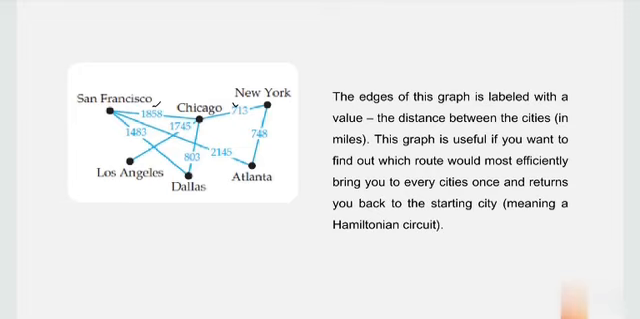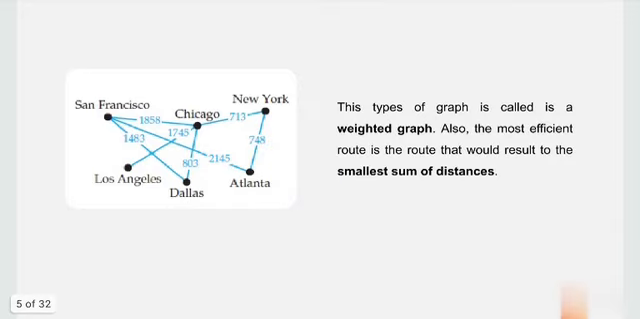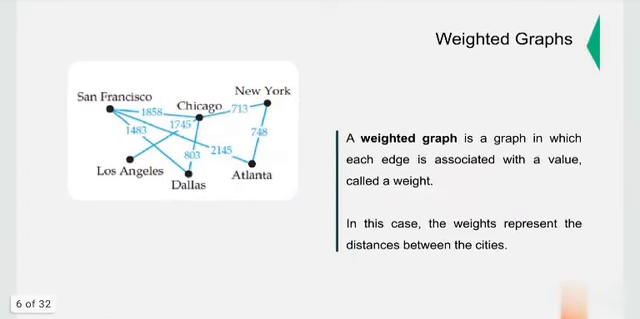So you're actually looking for a Hamiltonian circuit. Okay, visiting all of the vertices once, and then returning to the starting vertex. That's a Hamiltonian circuit. So this is actually a weighted graph. The values that you can see are called weights. And of course, as I have explained, the most efficient route is the route that will result in the smallest sum of distances. This is just repeating the definition. A weighted graph is a graph in which each edge is associated with a value called a weight. In this case, the weights represent the distances between the cities.